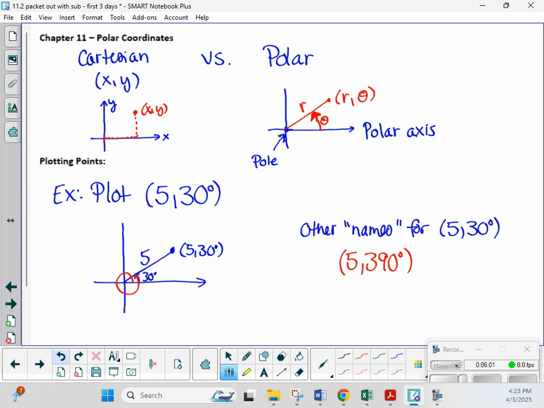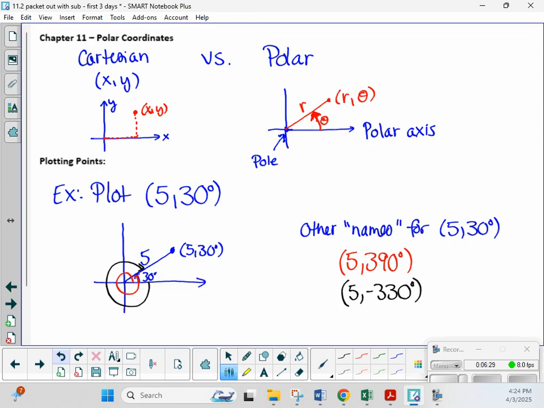You could also rotate in the opposite direction. We've done this before too. Let's start at 0 degrees. This time I'm going to go clockwise. Remember, clockwise means that's just negative. So let's call that 5, negative 330. Can you see how already we have infinitely many options for landing in that same location?